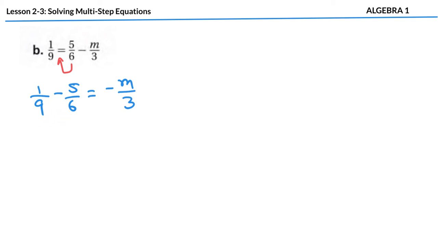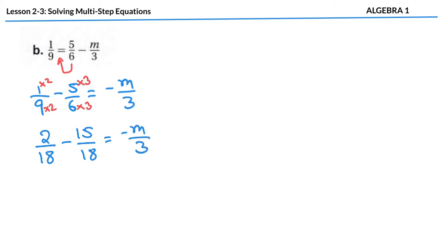Now if I have to add or subtract these fractions, I need to make the denominator the same. How will I make the denominator the same? I multiply this with 2 and this with 3 so that the denominator becomes 18. So my new fraction is going to be 2 over 18 minus 15 over 18 is equal to minus m over 3. Now since the denominators are the same, I can subtract the numerators. 2 minus 15 is minus 13 over 18 is equal to minus m over 3.